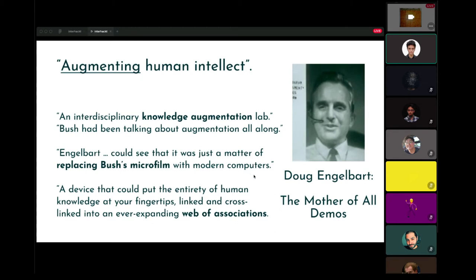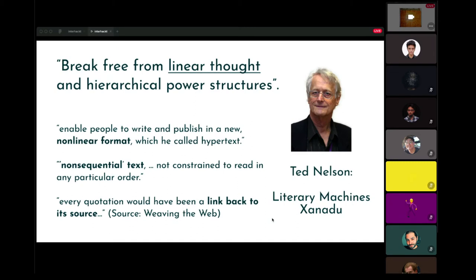And that's what he set out to do with his lab and projects. So if the goal was to have a device that could put the entirety of human knowledge at your fingertips, linked and cross-linked into an ever-expanding web of associations, this is what we now call hypertext. This word was coined by Ted Nelson.